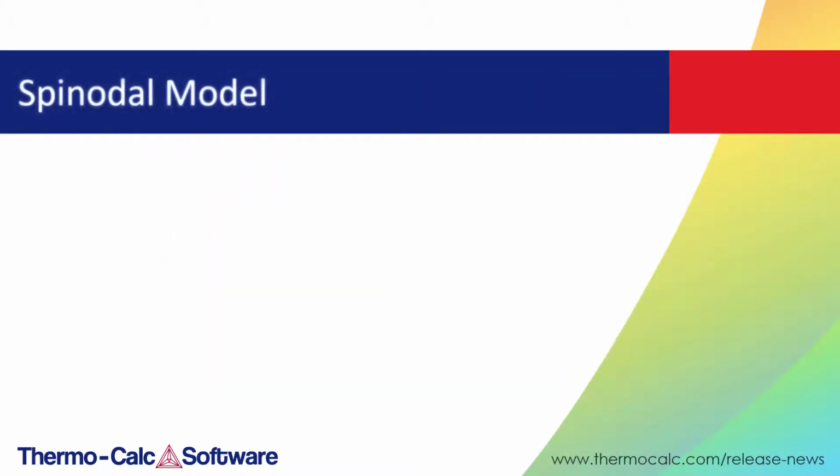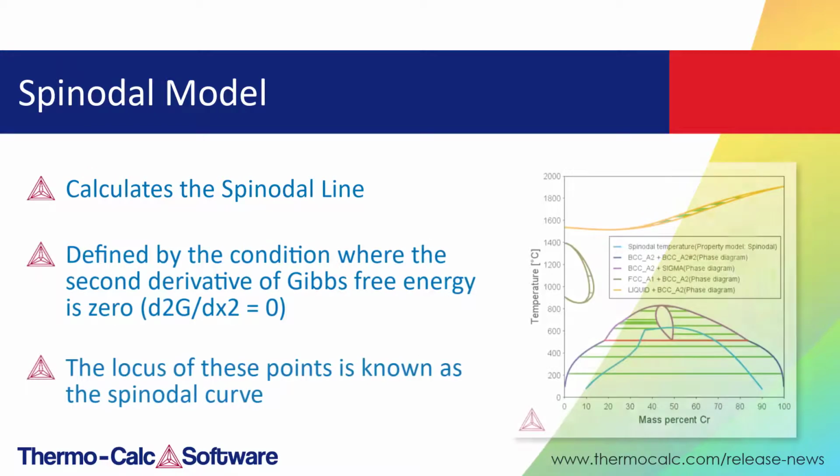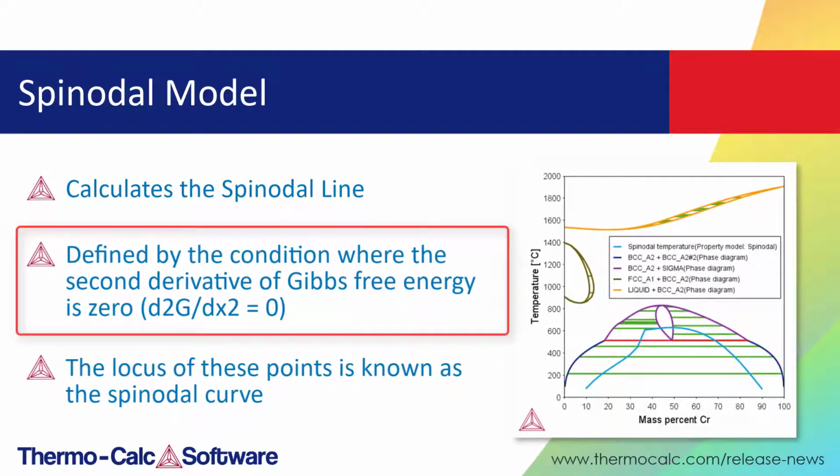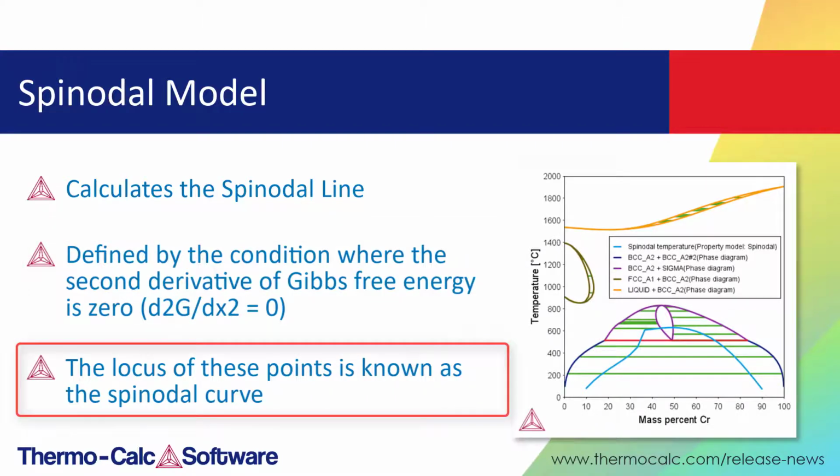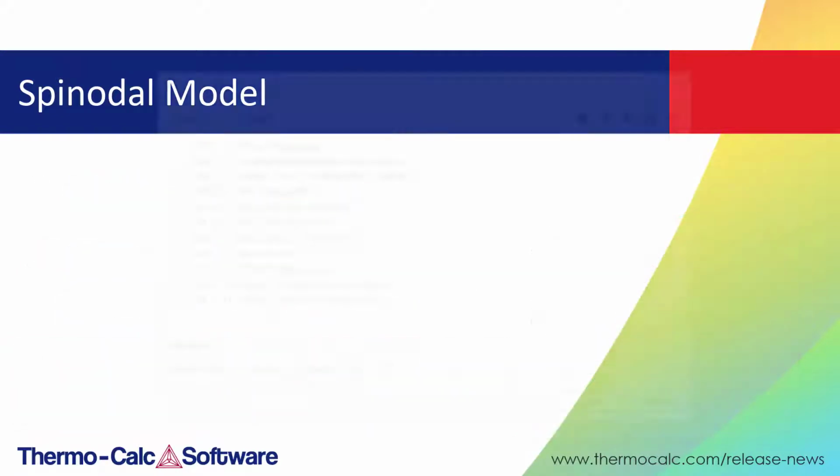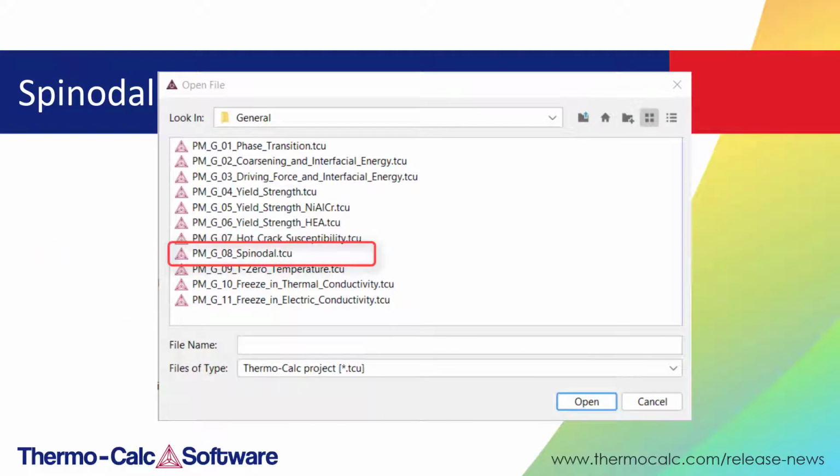The spinodal model is a new property model that calculates the spinodal line. The spinodal is defined by the condition where the second derivative of Gibbs free energy is 0. The locus of these points is known as the spinodal curve. One new example is included demonstrating this new model, PMG08 spinodal.